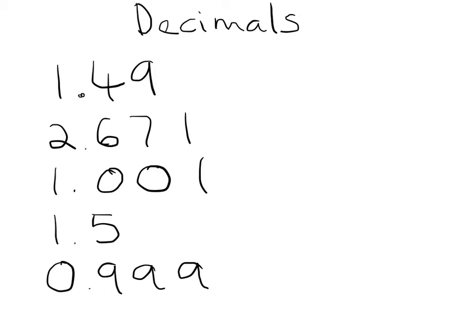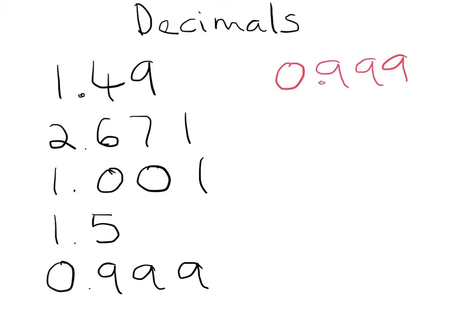Now our first step is to look in the ones column down here, and you look for the smallest digit, which in this case is 0. So this number must be the smallest. So we can write that over here. That's the smallest number out of these 5.